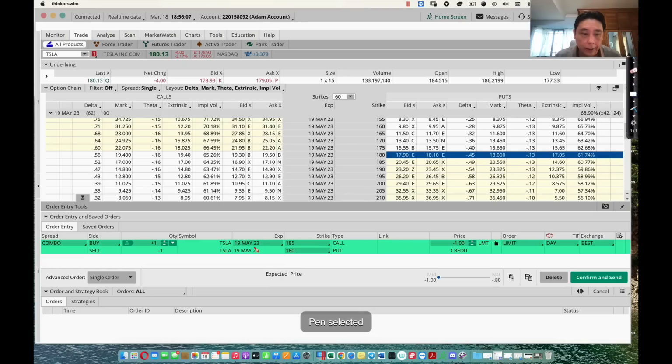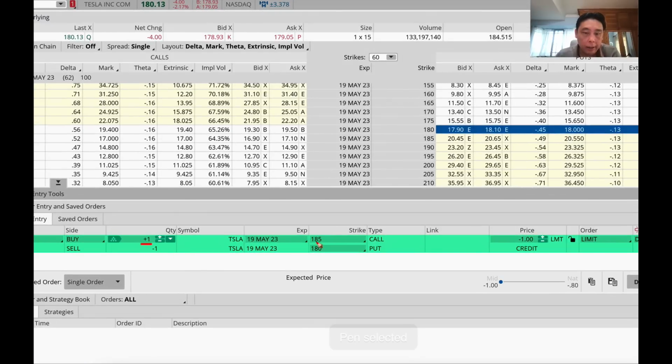So you can see that I'm going to buy the 185 call, sell the 180 put, and instead of paying any money, I'm getting paid a credit of $1. A minus sign means I'm being paid $1. Times 100, I'm being paid $100 to enter the trade.